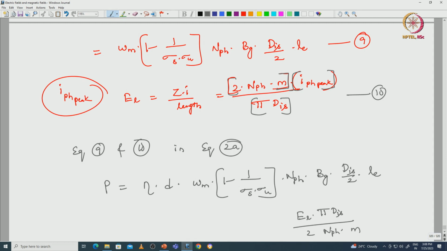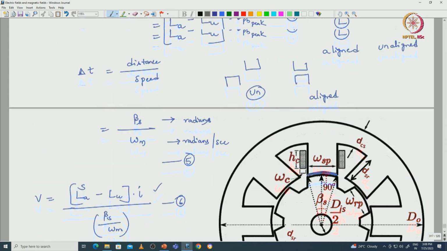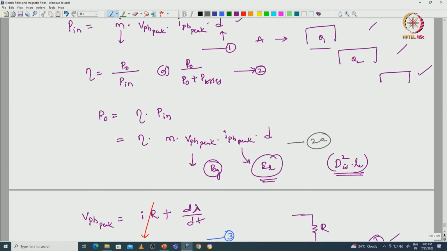and in the power equation m will also be there, in equation 2a: m into efficiency into V phase peak, I phase peak into duty cycle.